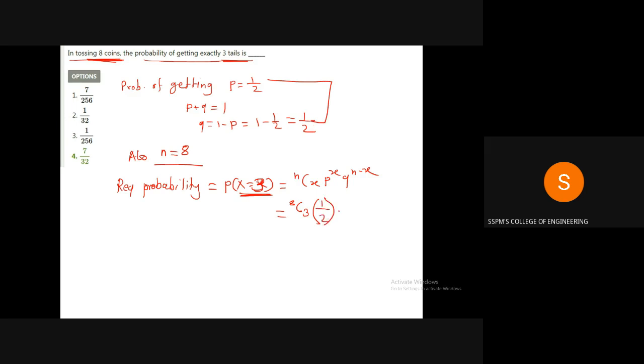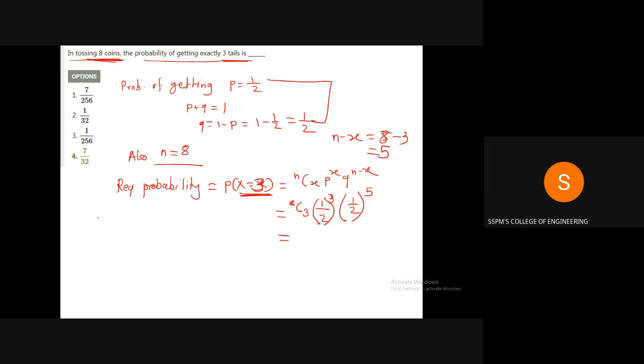So we will put those values in this equation. Half raised to x, that is 3, half raised to 3, into half raised to n minus x. What is n minus x? It is 8 minus 3, that is equal to 5. So n minus x is 5. So we have to calculate this one.